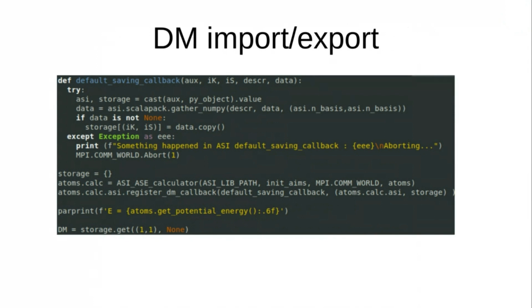Here is a bit more complicated example with the density matrix import and export. That essentially simulates the machine learning workflow, where you have the density matrix predicted from the machine learning code, and you want to feed it in the ASI implemented DFT code. Once again, you just create the calculator using both ASI and ASE framework.